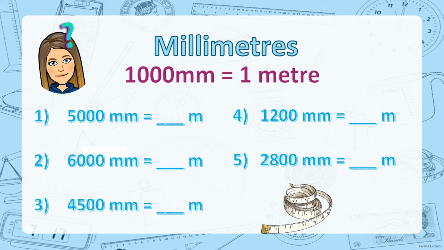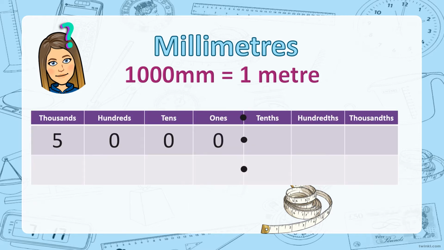Let's look at number 1. Here they're asking us to convert 5,000 millimetres into metres. Using our calculation reminder at the top here, we are reminded that we need to divide the millimetres by 1,000. Now, remember when dividing by 1,000, we can use a place value chart. As there are 3 zeros in 1,000, we need to move the digits 3 times, and we move the digits to the right as the number gets smaller when we divide. So we move each number by 3.